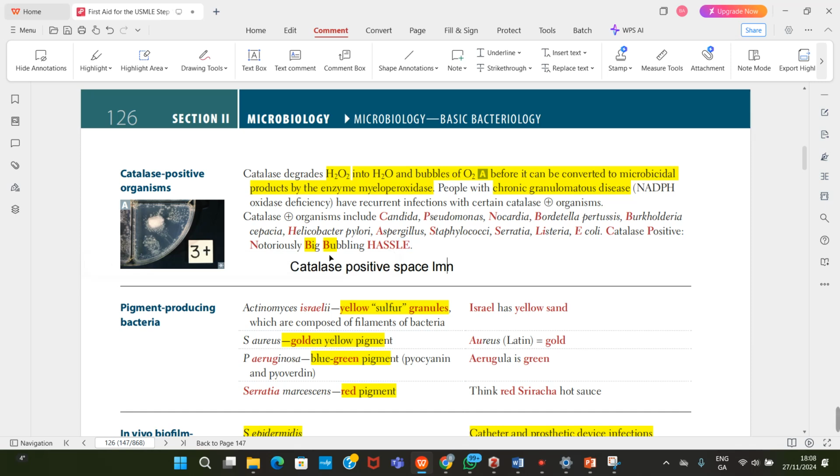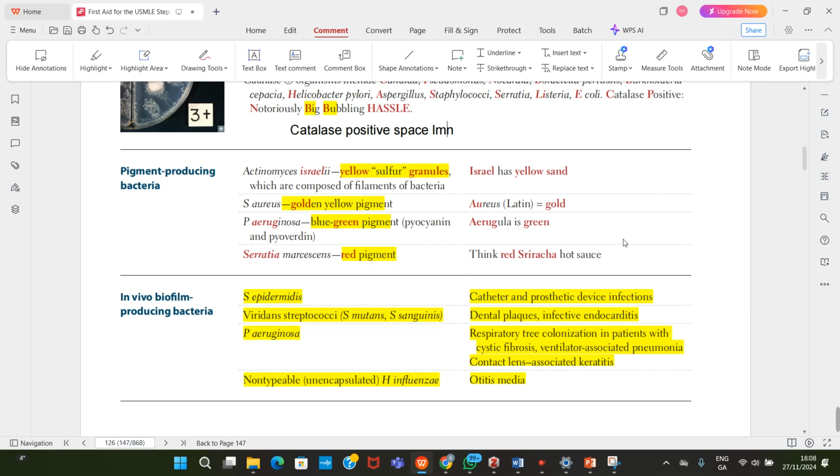They just add the 2 B's, the big bubbling HASU, the Bordetella pertussis and the Burkholderia cepacia, and the notoriously, which is Nocardia, and the CP. So that's that about the catalase positive organisms.